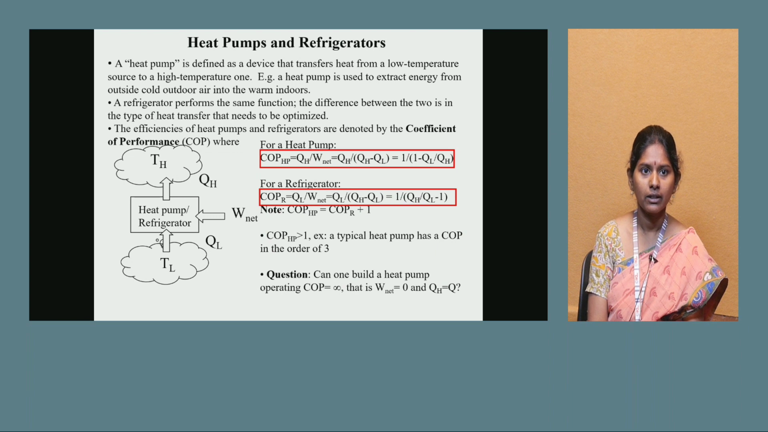Heat pumps and refrigerators. A heat pump is defined as a device that transfers heat from a low temperature source to a high temperature one. Example, a heat pump is used to extract energy from the cold outdoor air into the warm indoors. A refrigerator performs the same function. The difference between the two is in the type of heat transfer that needs to be optimized. The efficiencies of heat pumps and refrigerators are denoted by the coefficient of performance.